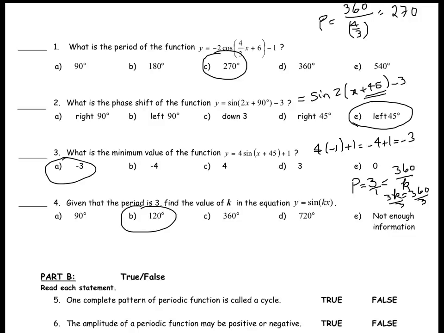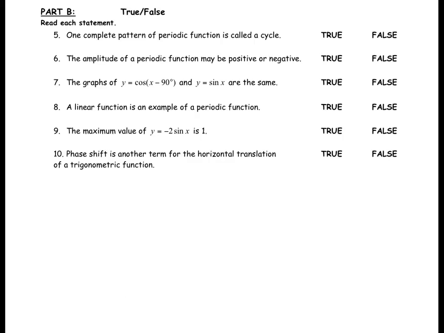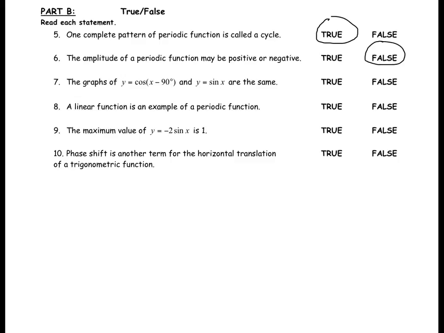which is option B. The next question says, one complete pattern of a periodic function is called a cycle. Is it true or false? The answer is true. We call one cycle one complete pattern. The amplitude of a periodic function can be positive or negative. The answer is false, because the amplitude cannot be negative. It is always positive, so the answer is false.